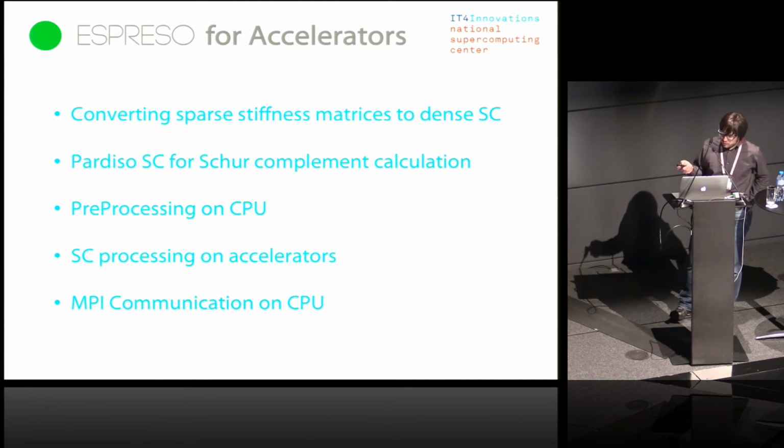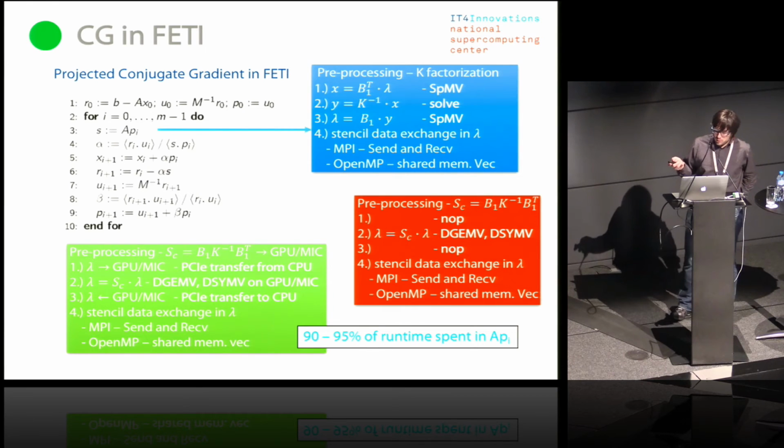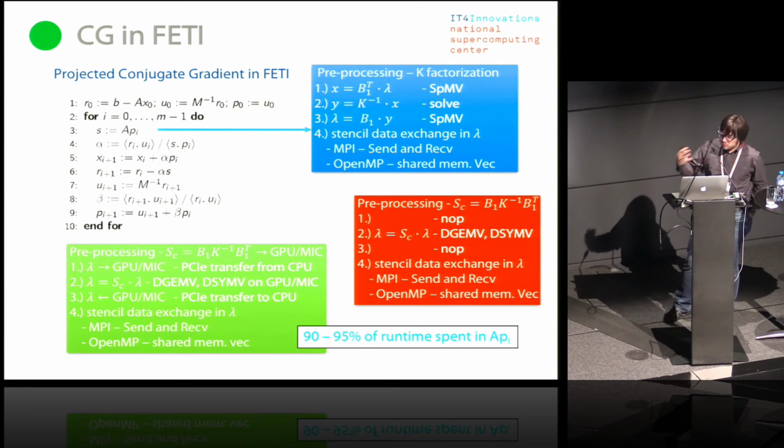So these are actually the three approaches that you can have. This is in the operator multiplication with the stiffness matrix. For the FETI, it means that you do the sparse multiplication with the constraints matrix B, then you do the solve with the sparse direct solver, and then you do the sparse matrix vector multiplication with the transpose of B. And then you need to exchange the data across the interfaces.